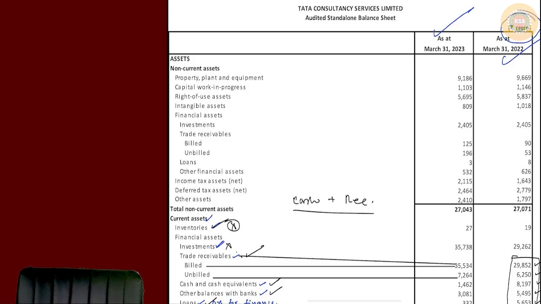Property, plant and equipment. Okay, one second. Are these all coming under current or non-current? Answer. So for us, what is required to calculate? Current. These are all property, plant, equipment, capital work in progress, right of use of assets. All these are what? Answer. We want what assets? See here now.